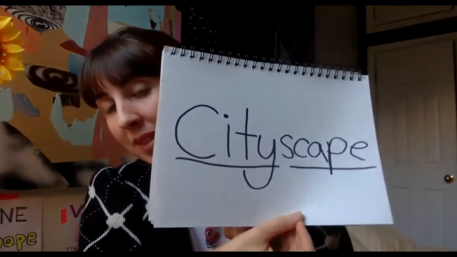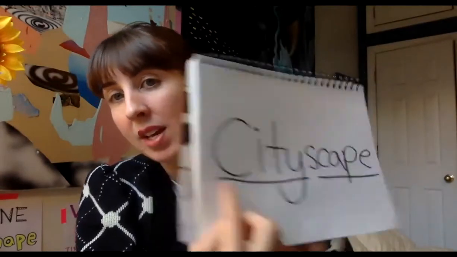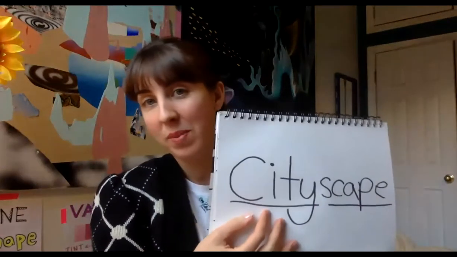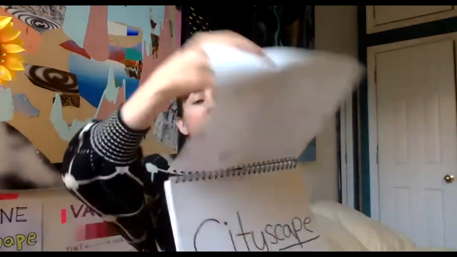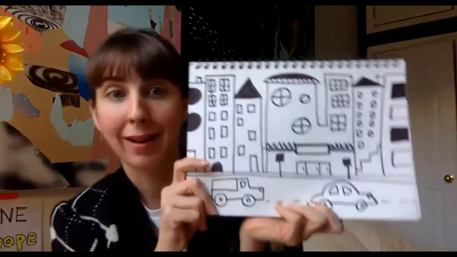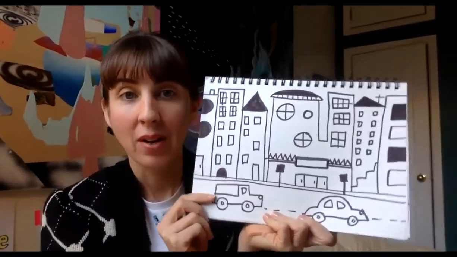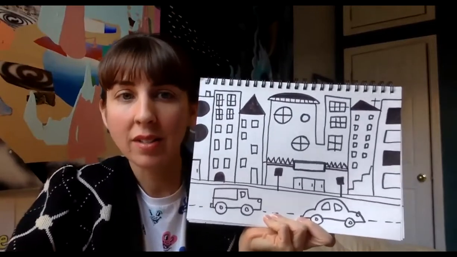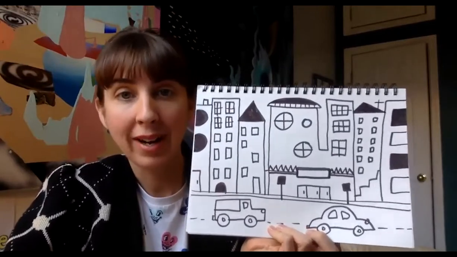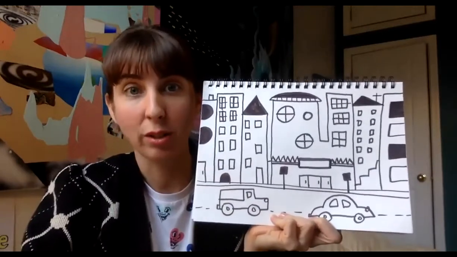Cityscape. Since it starts with the word city, what do you think it might be? It's a painting or a picture of a city, right? So, our cityscape is going to look kind of like this. I worked on mine for a while. I only used black and white. You can also add lots of colors, which would make it look really, really nice. But if you only have a pencil or a black pen or something like that, that's all right too.